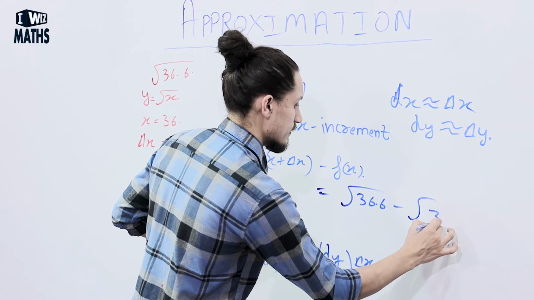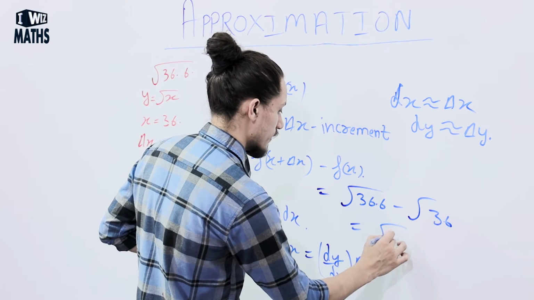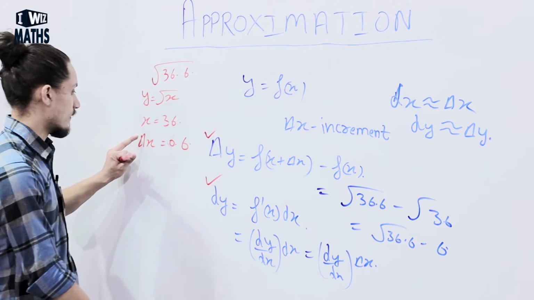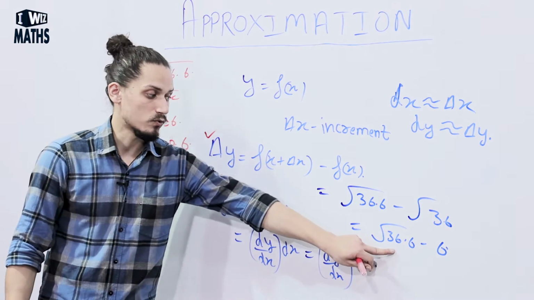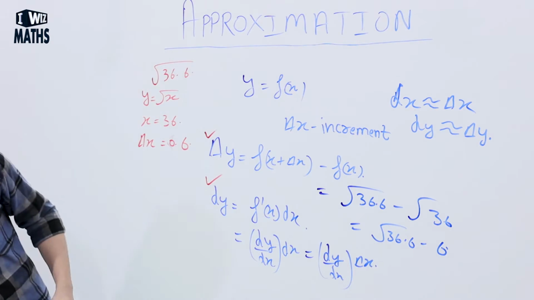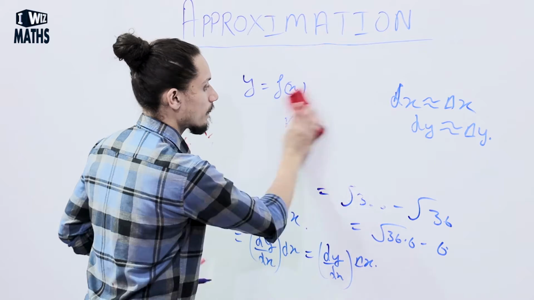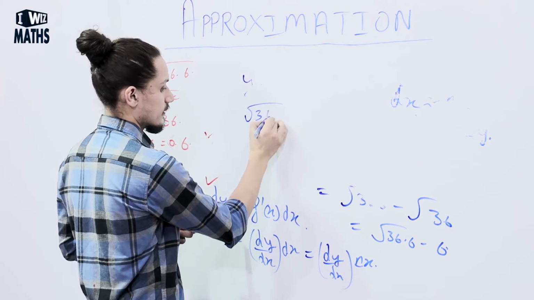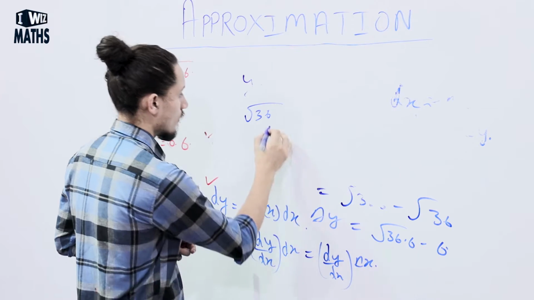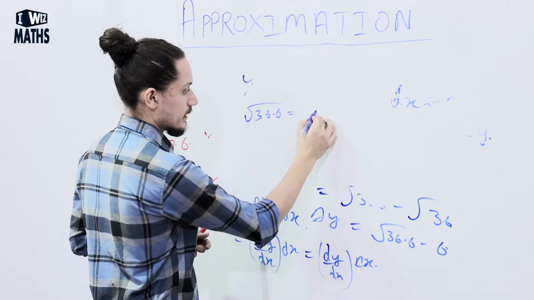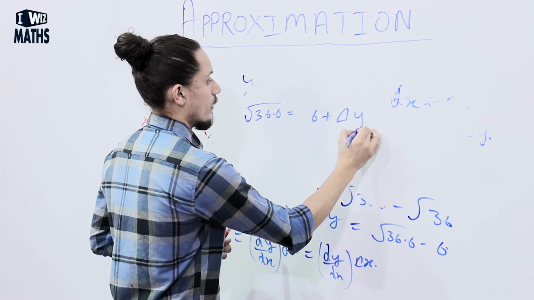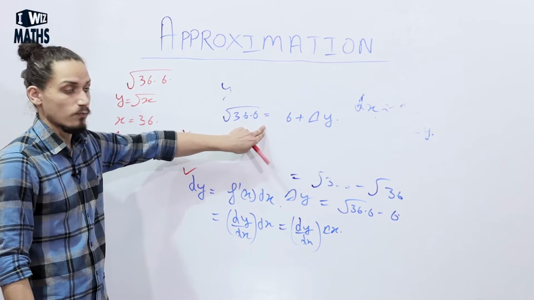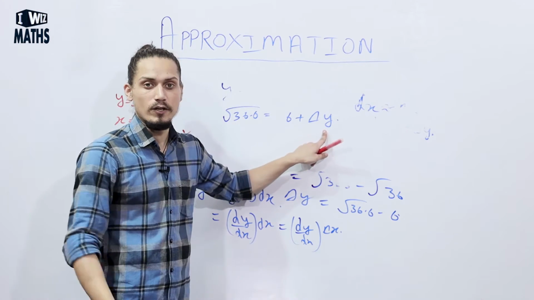So 36, which is equal to under the root 36. 6 minus 6. Now we have delta y is equal to under the root 36.6 minus 6. So I can also write it as under the root 36.6 is equal to 6 plus delta y. Okay, we need to find the approximate value of under the root 36.6. For that, we need to find the value of delta y.